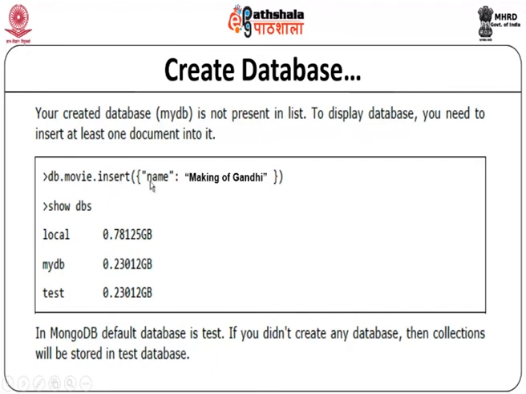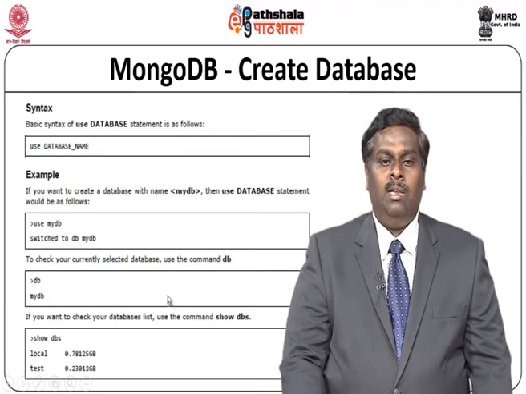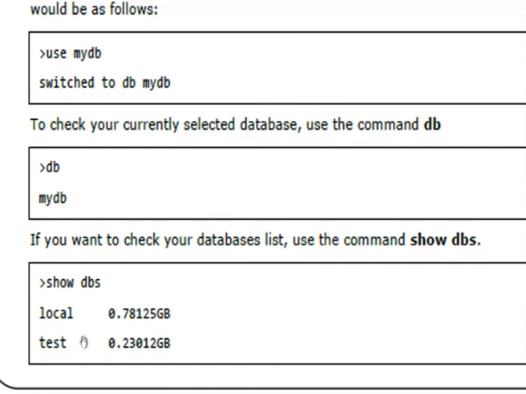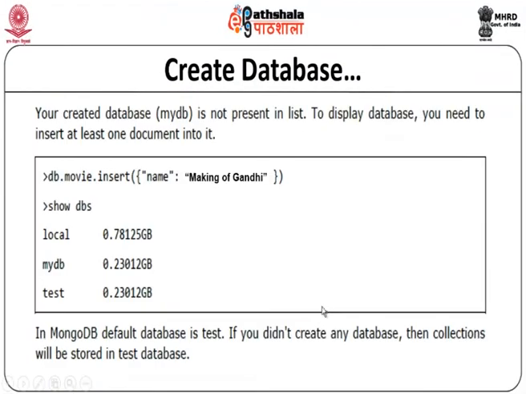db.movie.insert is the command, and I am inserting a document named making of Gandhi. Now, when you type the command show dbs, it will automatically list the dbs that you have created. But in the previous scenario, when you typed show dbs, you would not find the MyDB database listed, since not even a single document had been created under it. So, you will have to create at least one document and insert it into the database, only then will it be displayed by the show dbs command.